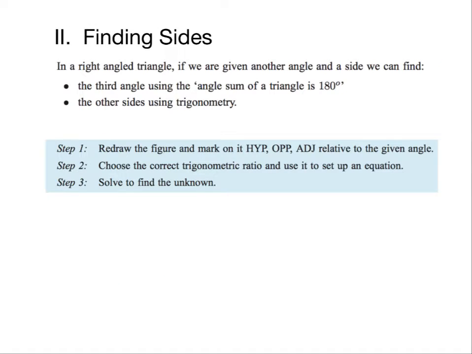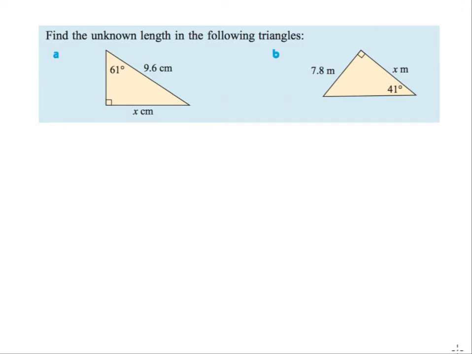Now that we know our basic trigonometric ratios, let's look at how to find missing sides. To do this, you need to use some previous knowledge, such as that all the angles of a triangle add up to 180 degrees, and then we can use trigonometry to find missing sides. This is a three-step process. Step one, we want to redraw the figure and mark on it the hypotenuse, the opposite, and the adjacent side relative to the angle given. Step two, we want to choose the correct trigonometric ratio to use and set up an equation. And step three, we solve that equation for the unknown variable.